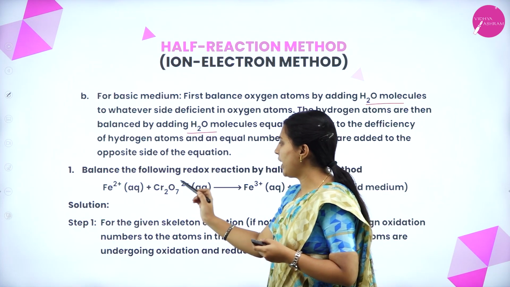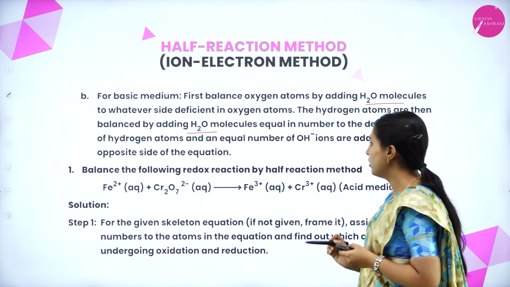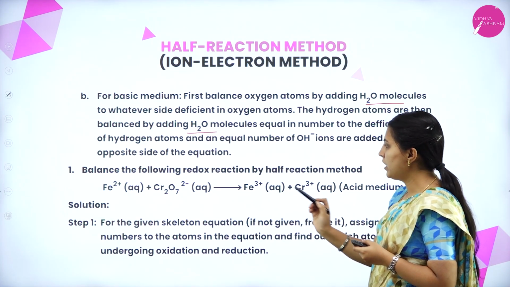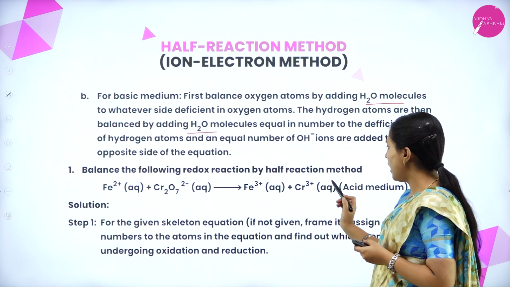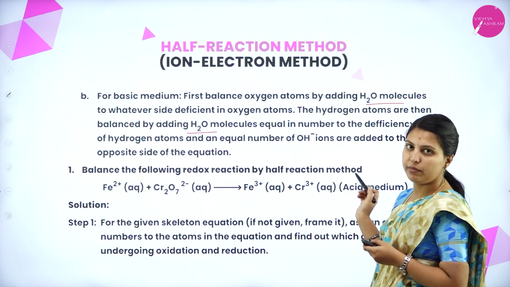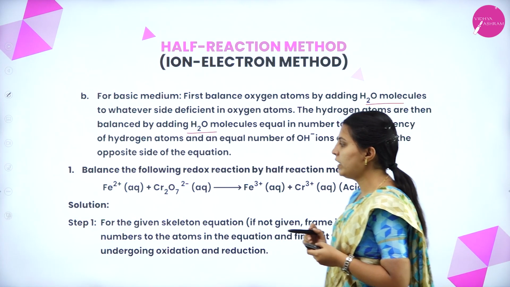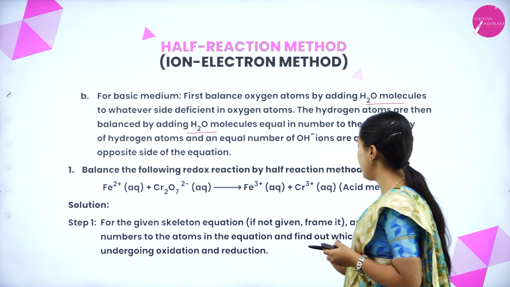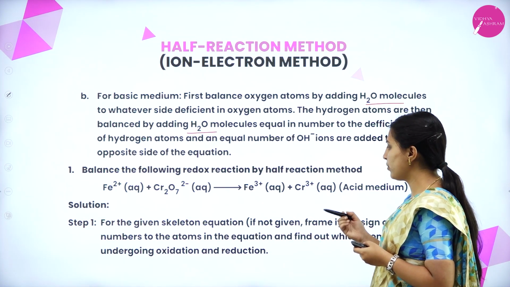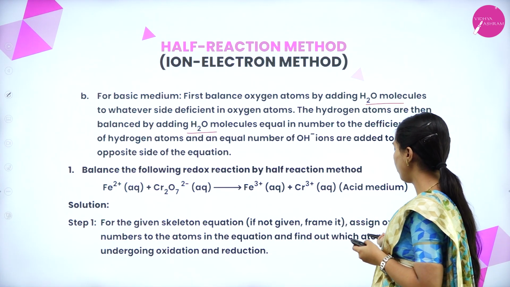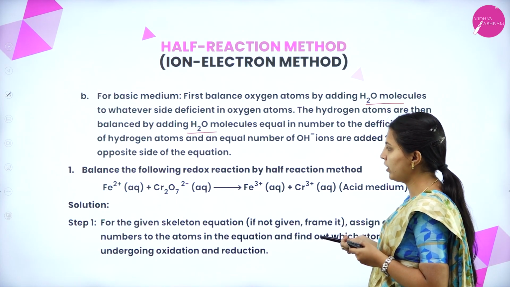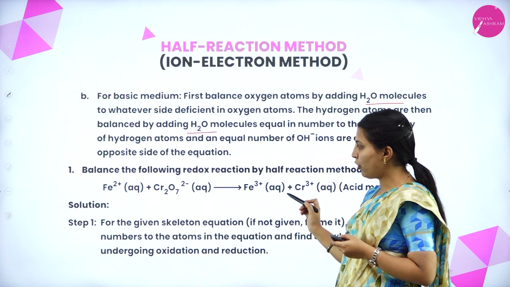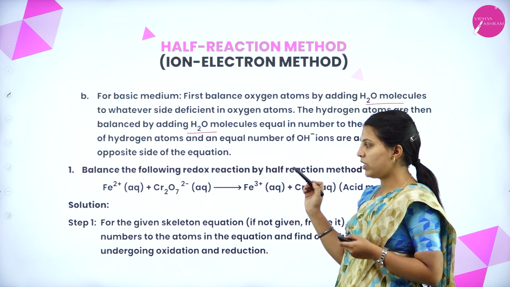Here iron is reacting with chromate ion: Fe2+ is getting to Fe3+ and chromate is getting to Cr3+ in acid medium. They have already given the skeletal equation. Solution: for the given skeleton equation, assign oxidation numbers to the atoms in the equation and find out which atoms are undergoing oxidation and reduction. First step, you have to write the skeleton equation. They have already written it with the oxidation numbers.